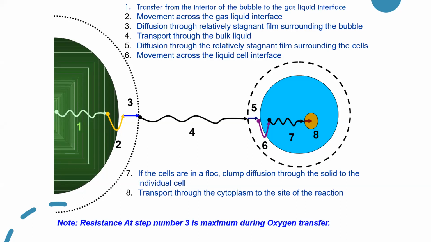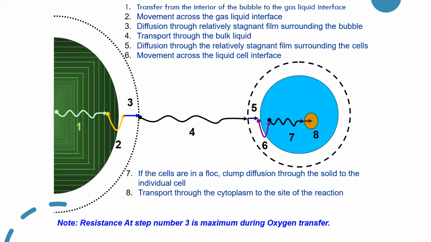Now the oxygen is going to diffuse from this thin film area, step number 3. Then it is going to travel through the bulk phase. You know that this bulk phase is the liquid broth in the fermenter, and in the liquid phase the oxygen travels by means of convection. So the initial phenomenon behind oxygen transport was diffusion, the concentration gradient, and the second phenomenon involved in the oxygen transfer is convection.